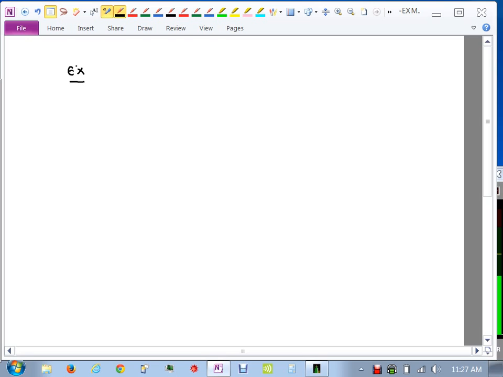Y'all want to do cosine? Let's do cosine. I want us to find the Maclaurin series for this. See, when I say Maclaurin series, I've told you right now x is 0. So there's only one formula for this.